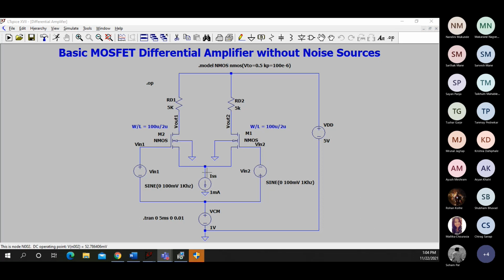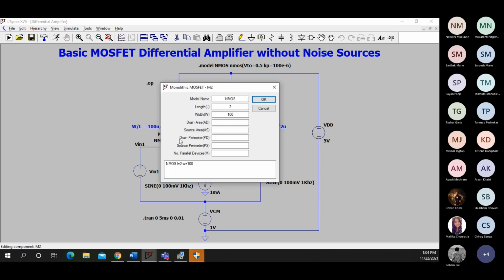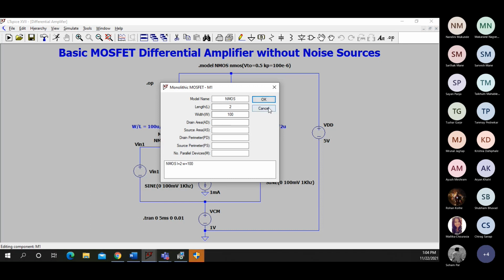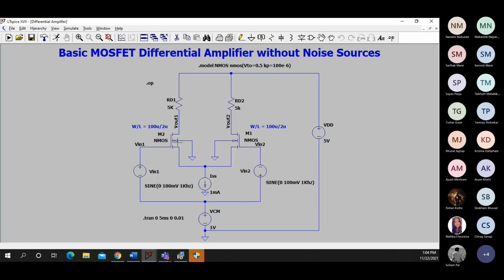You can see that you have your resistances RD1 and RD2 which are equal, and W by L of both the transistors. If you right click and go inside, you will see 100 by 2, and here also 100 by 2. When you write 100 by 2 it is like 100 microns, so you can write that as well.